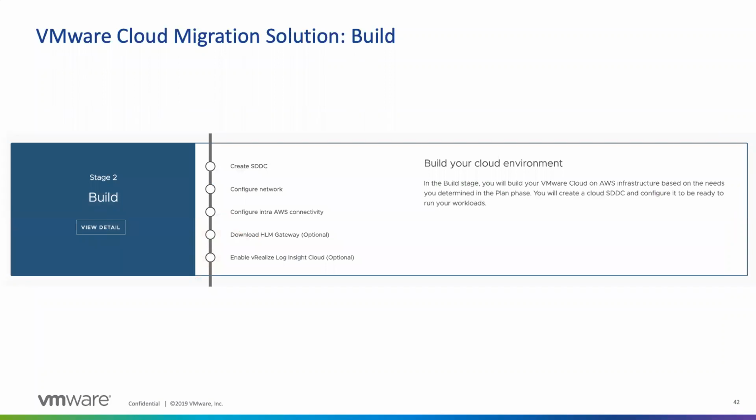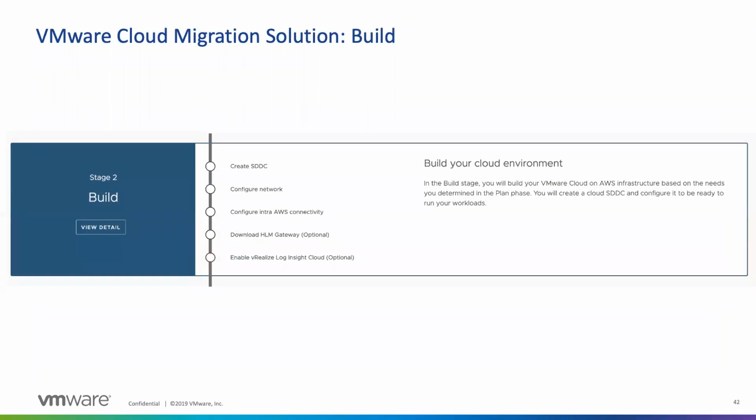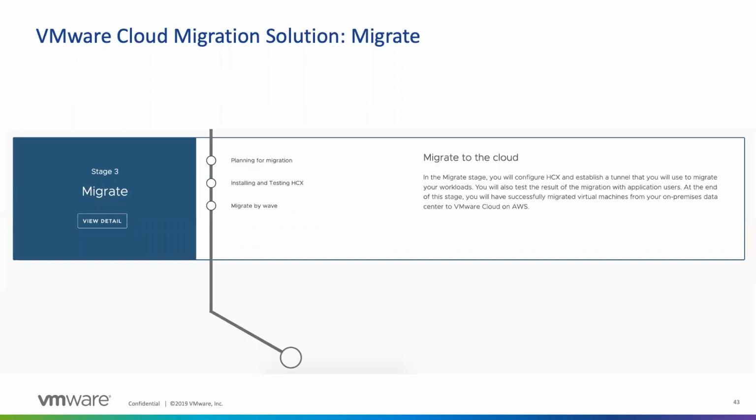So before you do that, you need to build, right? So you build your environment, and that's very straightforward. I'm not going to go into it in great detail here. It should be pretty straightforward and easy. And then you plan your migration. So this is where we've done the planning. Now we're ready to install and test HCX, and then we're going to migrate by wave.